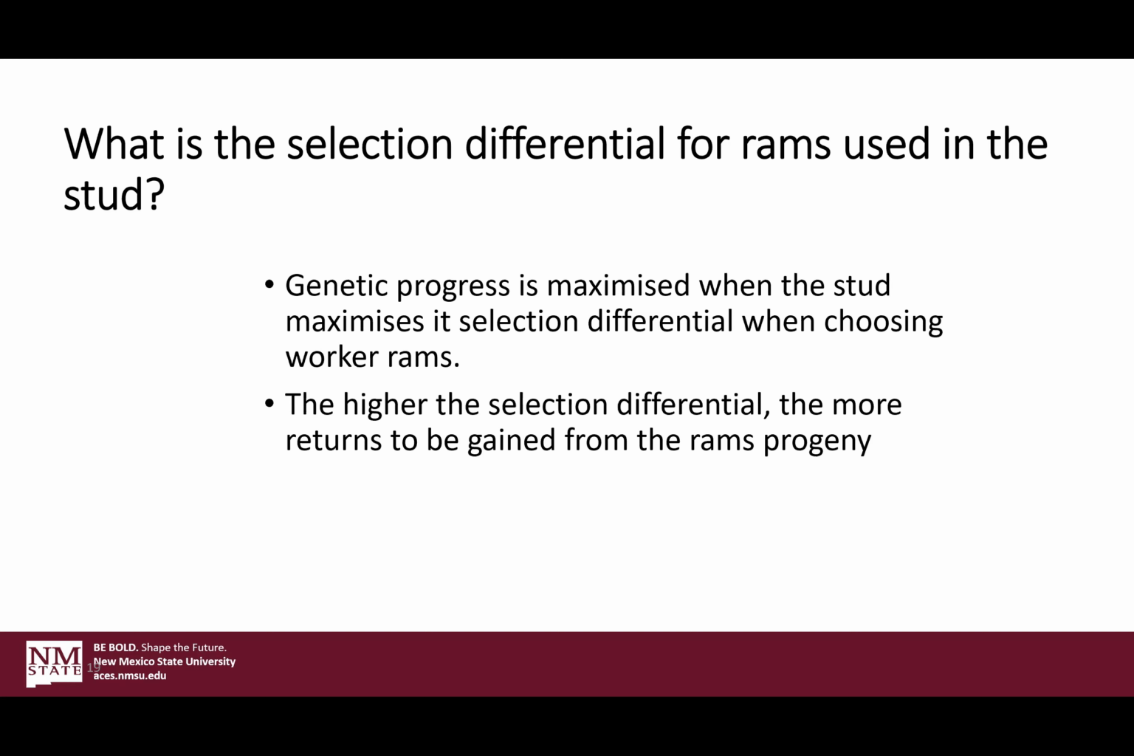So what is the selection differential for rams used for? Okay, so the genetic progress is maximized when the selection differential is fine-tuned through the feedback of his offspring of purebred sheep within that registry, okay? The higher the selection differential, the more returns to gain for the ram's progeny, right? Which means the data that contributed to that ram and made him superior will just make that purchase of him more profitable for you.